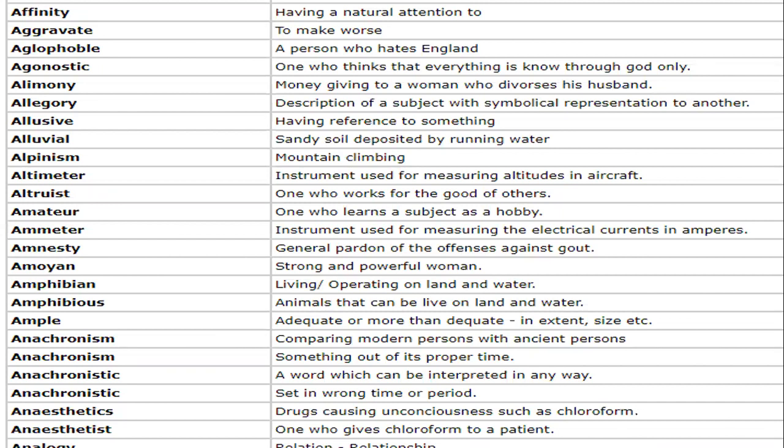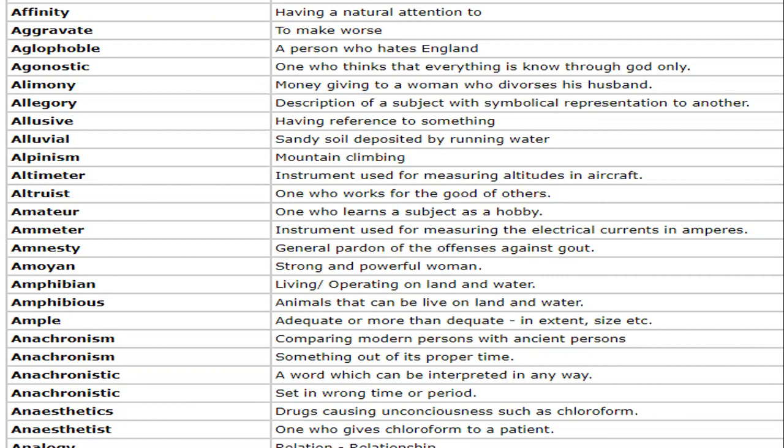Altruist, one who works for the good of others. Amateur, one who learns a subject as a hobby. Many of us have subjects we learn as an adventure, whichever subject you like. Then ammeter, instrument used for measuring electrical currents in amperes. Amnesty, general pardon of offenses. Amazon, strong and powerful women. Amphibian, living on land and water. Amphibious, animals that live on land and water. Ample. Ample means adequate or more than enough.